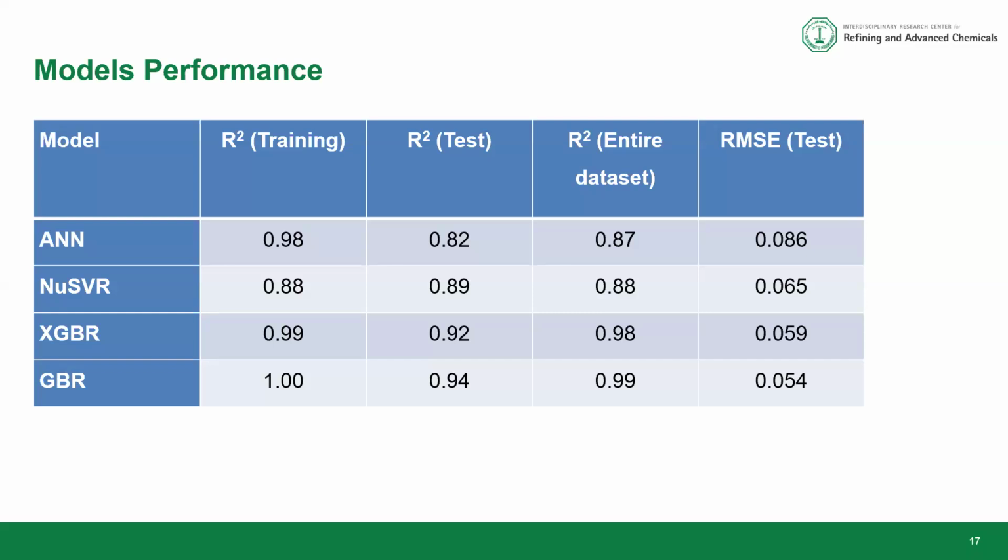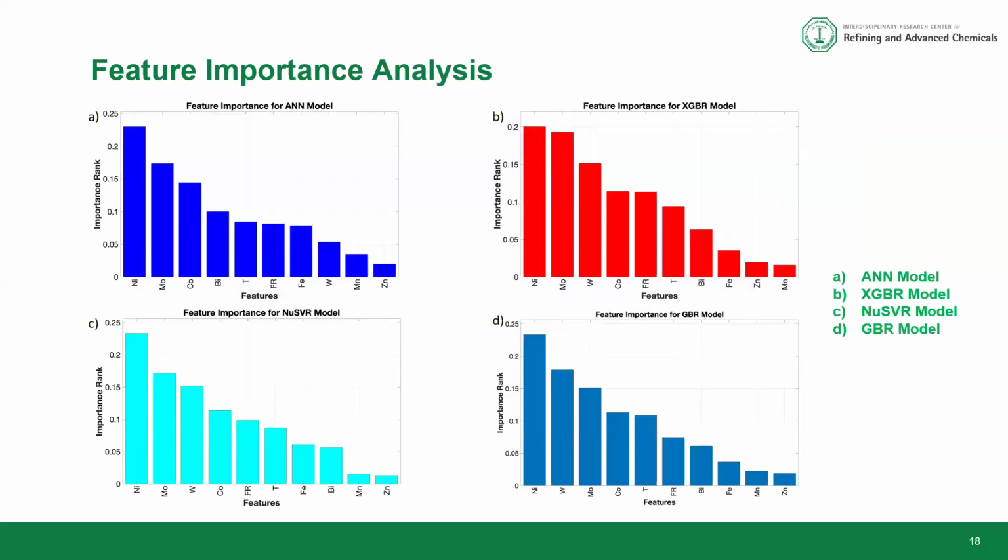So after we obtained the model performance, the next thing was to try the feature importance analysis. One of the feature importance analyses is the permutation feature importance. Here we have shown it for all the 4 models, the artificial neural network up to the GBR models. And as you can see here, it ranked all the features based on their importance.